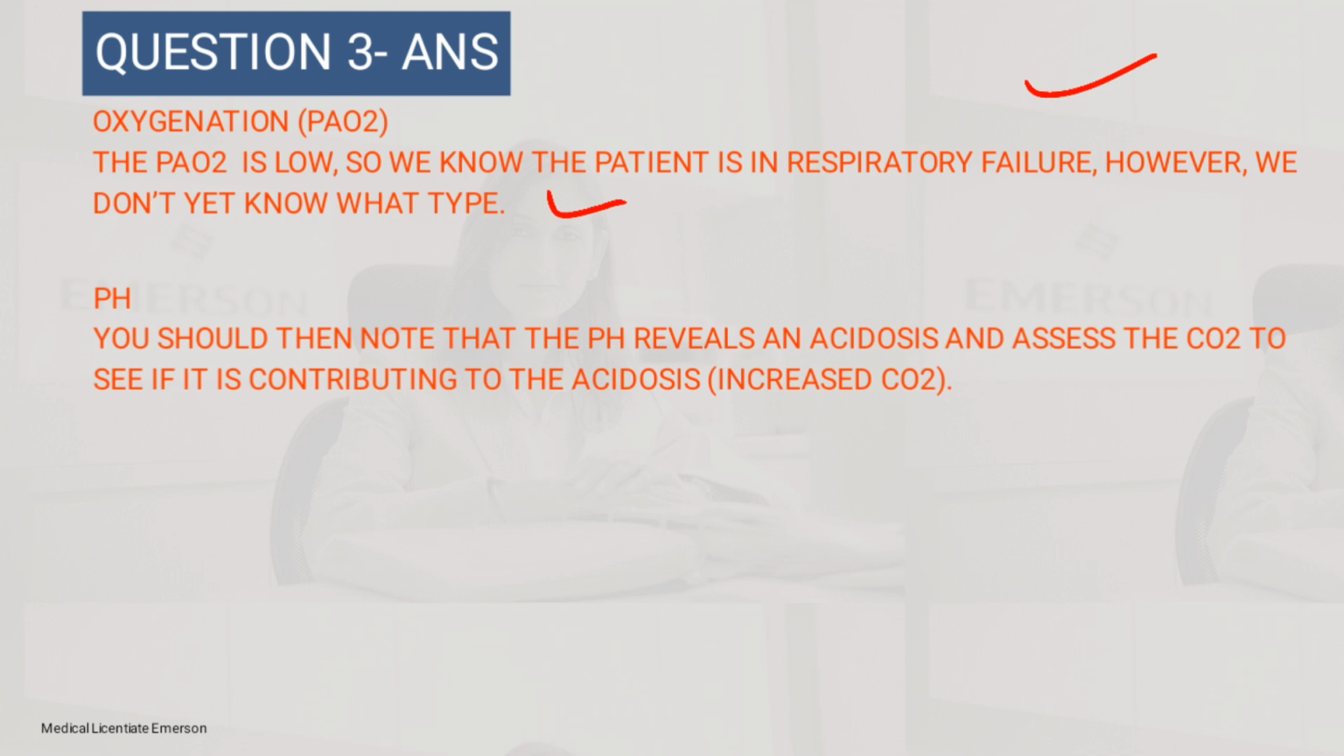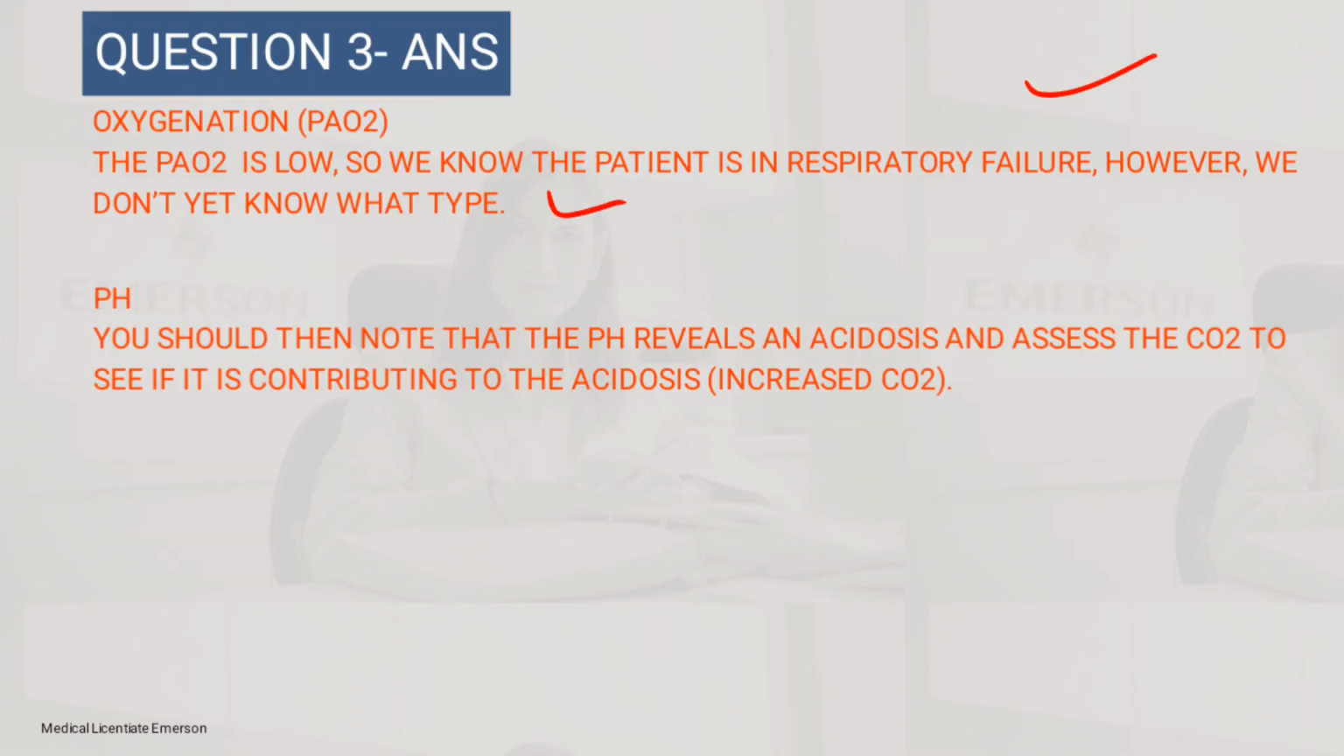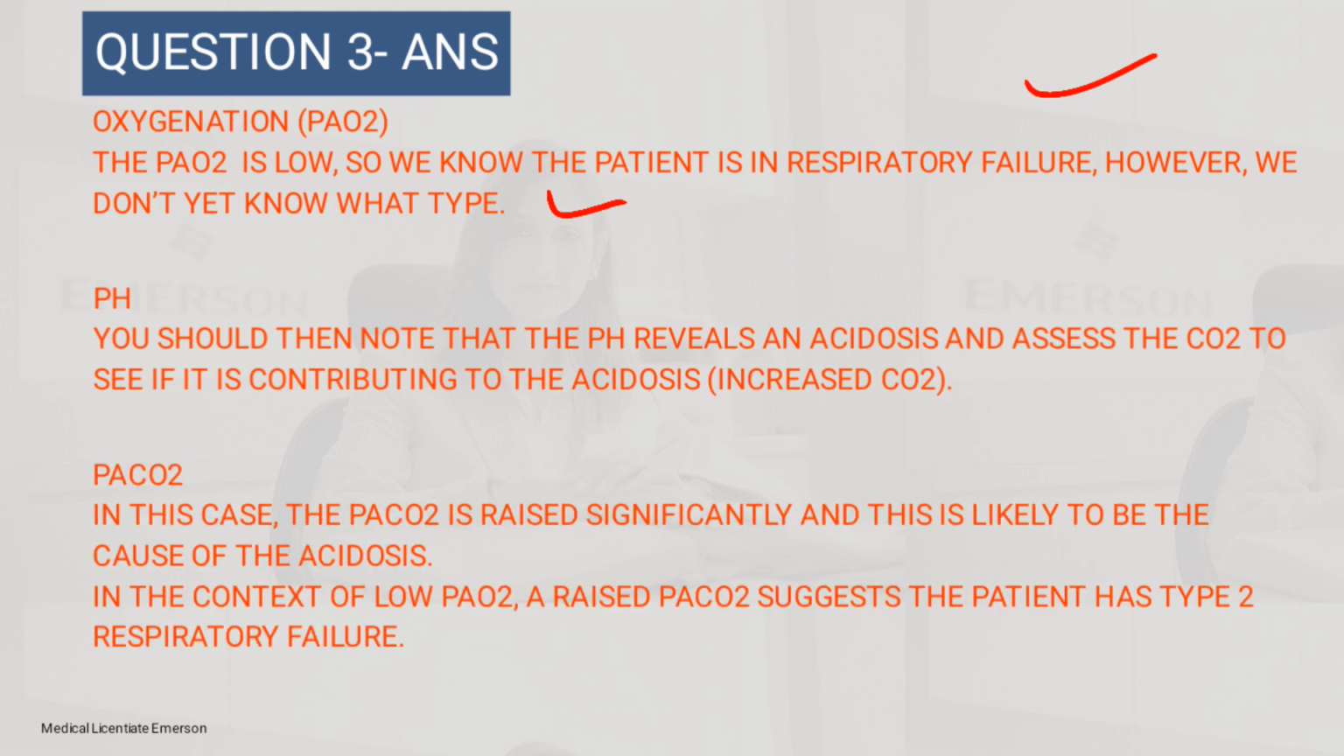So the pH is 7.29, meaning it reveals an acidosis. And so the next thing you have to assess is whether the respiratory system is contributing to the acidosis. In this case, the partial pressure of carbon dioxide is raised significantly, and this is likely to be the cause of the acidosis. But in the context of a low partial pressure of oxygen, a raised partial pressure of carbon dioxide suggests that the patient has type 2 respiratory failure.